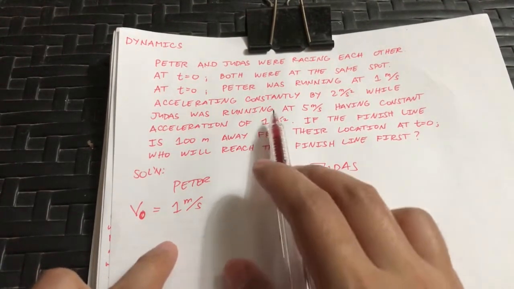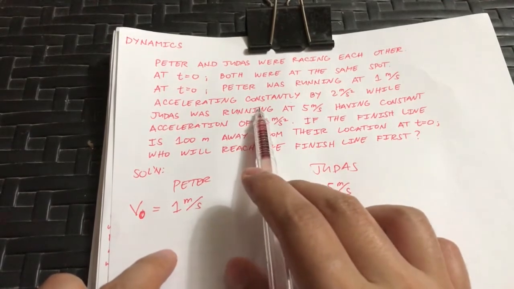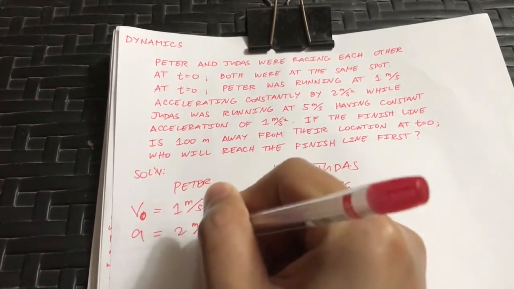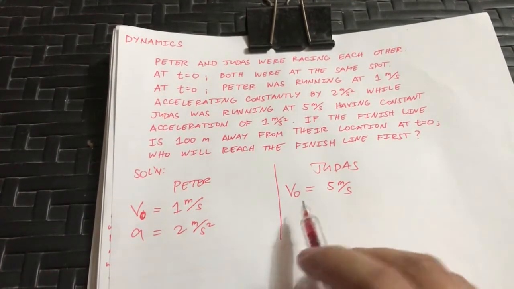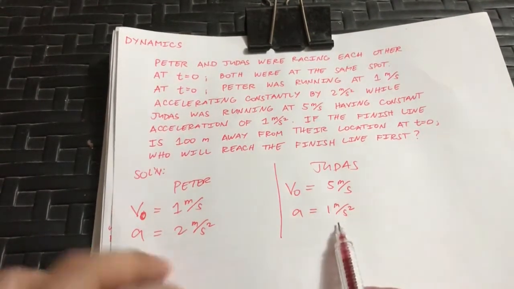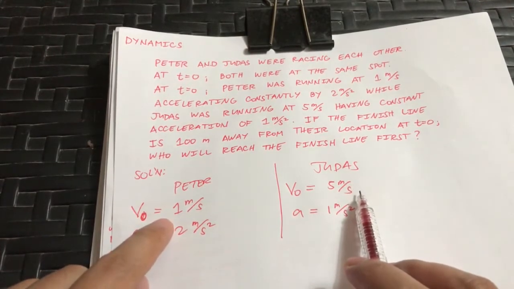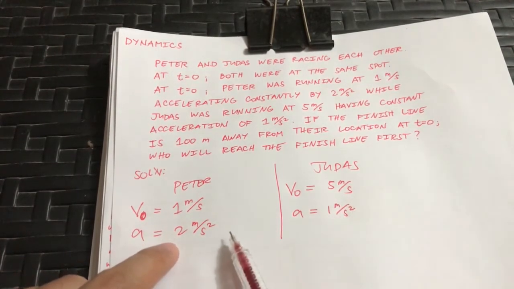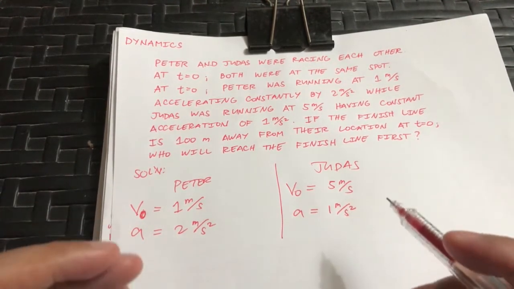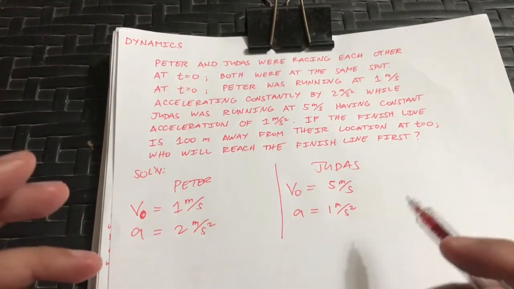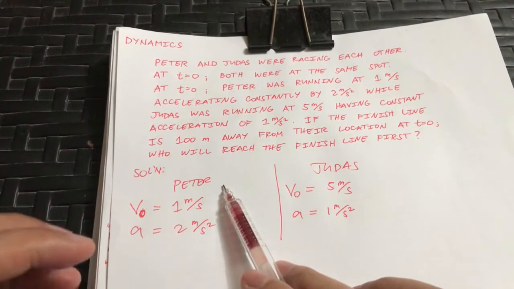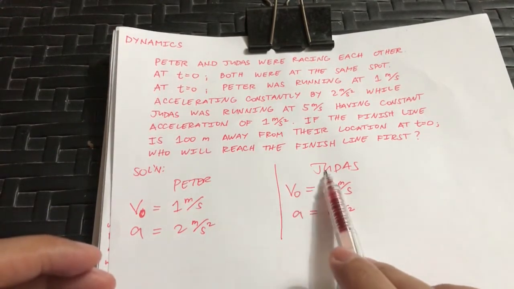Next, they were both accelerating constantly. For Peter, the acceleration is 2 meters per second squared, while for Judas, it was only 1 meter per second squared. So, although Judas was moving initially faster, Peter had a faster acceleration, meaning initially Judas will be ahead, but as the longer time moves on or the longer the race becomes, the faster Peter will be. So there will come a time where Peter will be moving faster than Judas.